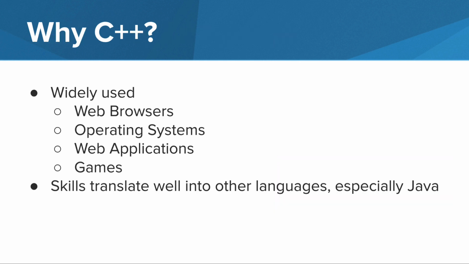So why learn C++? C++ is a widely used language in industry. In fact, the browser you're using right now was probably developed in C++. It is also used to develop operating systems, web applications, and games. Even though this course is entirely in C++, you will be able to use many of the skills you develop in this course if you just choose to learn another language. Moving from C++ to Java is especially easy as the two languages share a lot of the same syntax.